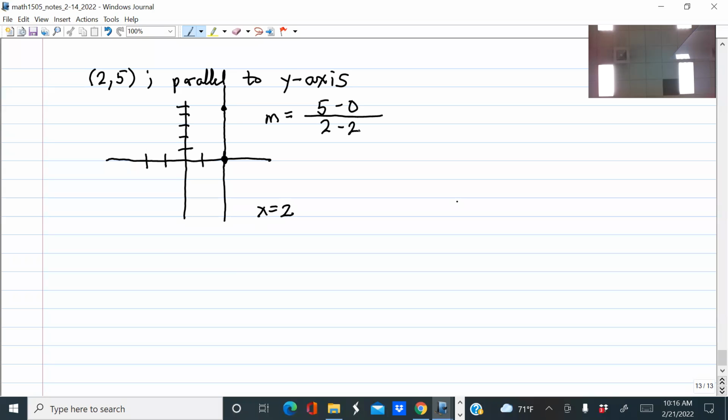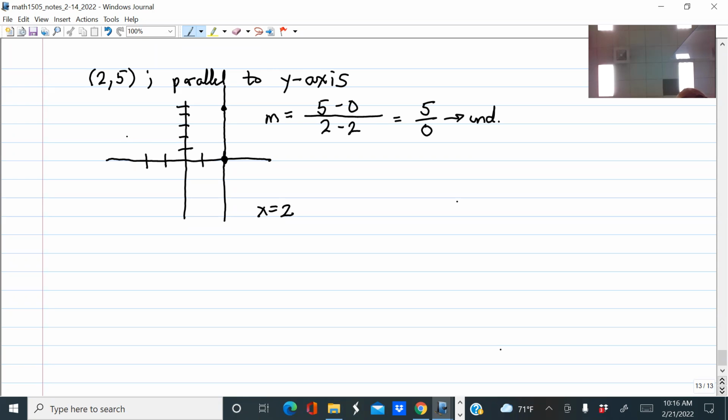because both these points have the same x-coordinate. And so you end up with 5 over 0, which is undefined. So you can't do this calculation. You cannot divide by 0. So this line does not have a slope. Vertical lines don't have a slope. But that's the only sort of line that doesn't have a slope, a vertical line.